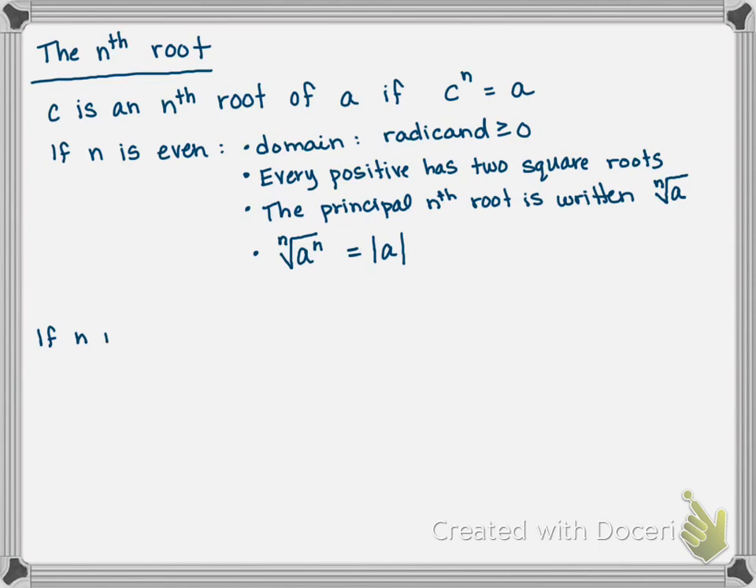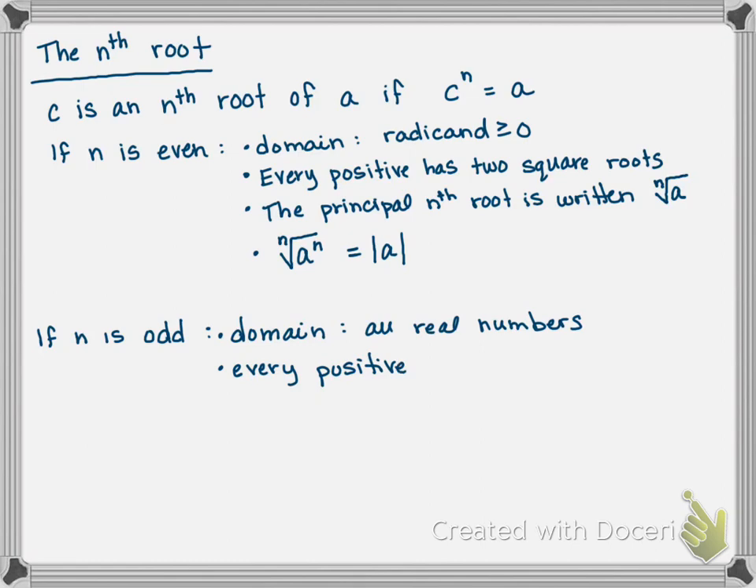And then if n is odd, what should my domain be? And we can say every positive number has, I should say every number has one nth root. And what's the nth root of A to the n going to be? Good. It's just A. We don't want the absolute value.